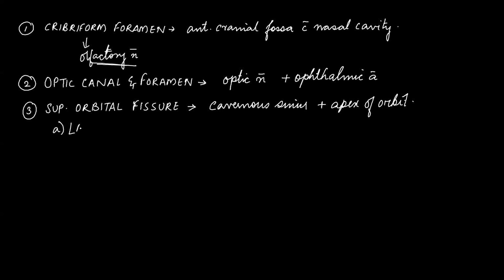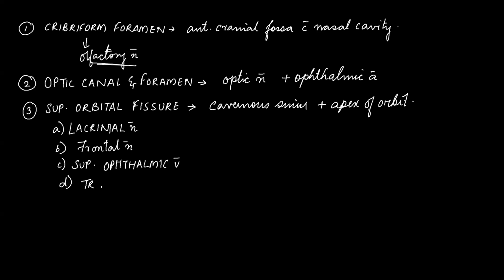First one is the lacrimal nerve. Next one we have the frontal nerve. Now remember these both, lacrimal nerve and frontal nerve, they are the branch of ophthalmic nerve. That is the first division of trigeminal nerve. Okay, the third structure which is passing is the superior ophthalmic vein.